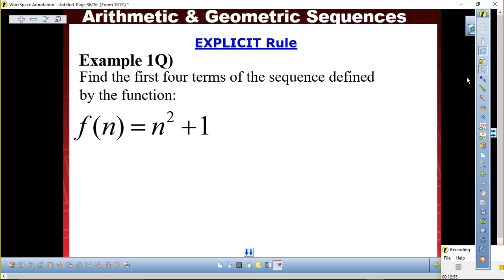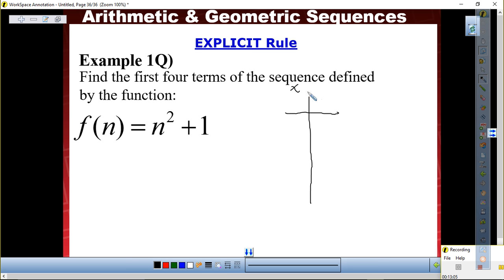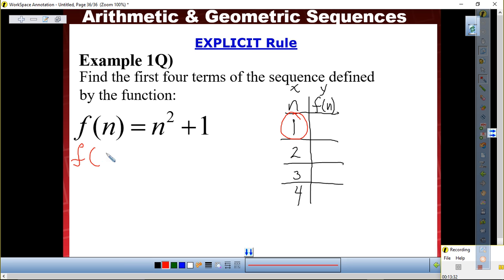So check this out. They're asking us to find the first 4 terms. So the very first thing I'm going to do, I'm going to make a table. But instead of writing x and y, which one was the x here? N. And which one was the y? F of n. So they want us to first find the first 4 terms. 1, 2, 3, 4. I'm going to start with this first term. The first term is 1. So this becomes f of 1 equals 1 squared plus 1.